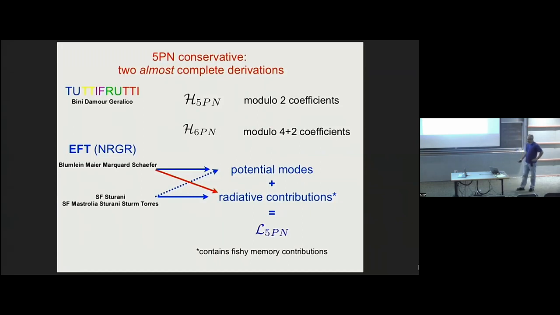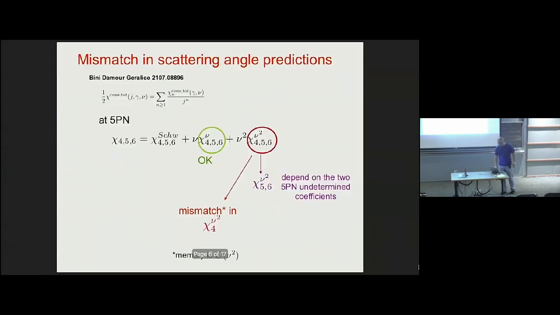Also, let me add that the amplitude people have reached 4PM precision, which overlaps with these two Hamiltonians and Lagrangians, and there is also a perfect match. So the situation is almost, this word, satisfactory. We have one almost complete derivation, and two mutually almost consistent derivations. And if we try to put them together and see if they agree, you will not be surprised to find that there is a disagreement.